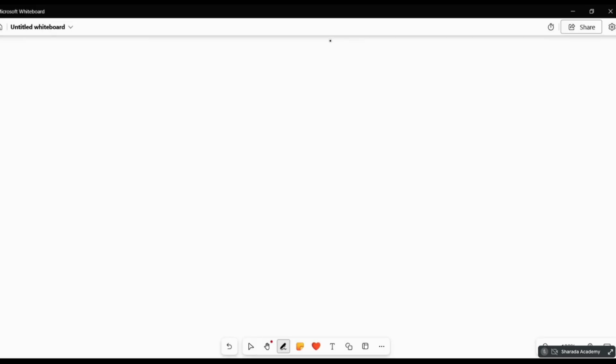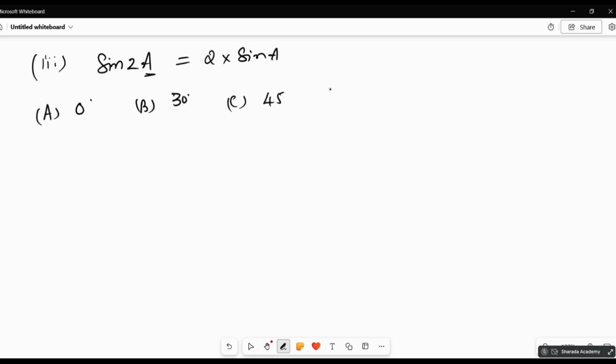Okay. Third one, listen once. Sine 2A is equal to 2 times sine A, and he is asking for which value of angle A this is true. That means whether LHS is equal to RHS, for which value you will get this. They have given the 4 options here. One is 0 degree, second one 30, third 45, and D it is 60.